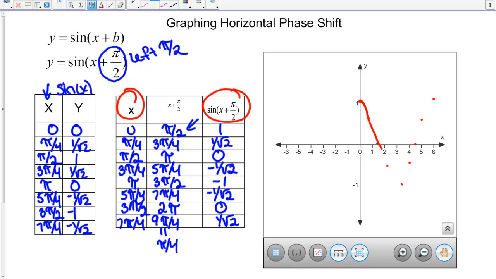So when we connect our points, that is our sine function. And how does that compare to our original? Well, our original sine function looked like that. So we have shifted left pi over 2 units. Let's try another one.